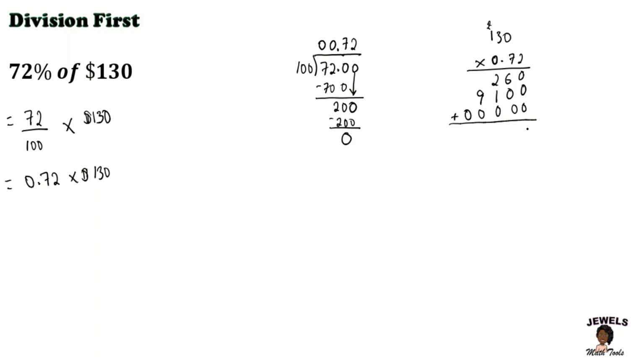So 0 plus 0 is 0, 6 plus 0 will be 6, 2 plus 1 is 3, and 3 plus 0 is 3, 9 plus 0 is 9, and 0 plus 0 is still 0. Now I want you to notice also in my multiplication with my decimal numbers that nowhere in my working in either of my lines did I include a decimal point.